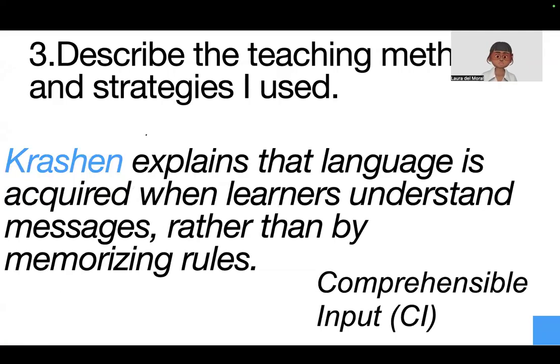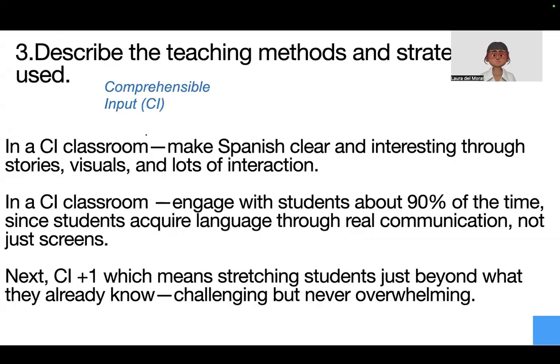So in Krashen's book, he explains that language is acquired when learners understand messages rather than memorizing rules. A big component to his idea, and a lot of people try to debunk Krashen, but it's been impossible. So one big idea is comprehensible input. What does that mean? What does a CI classroom mean?